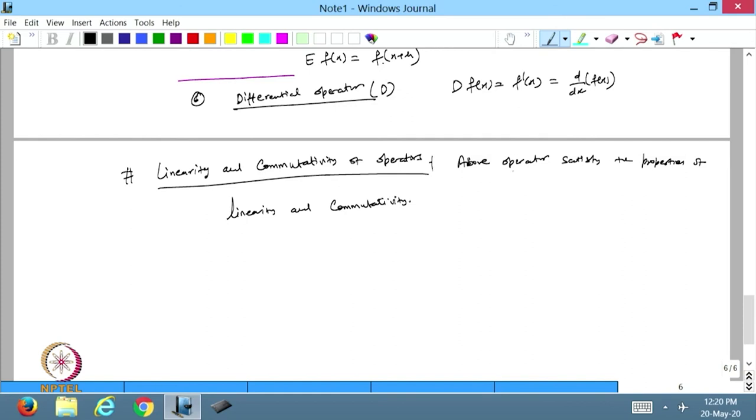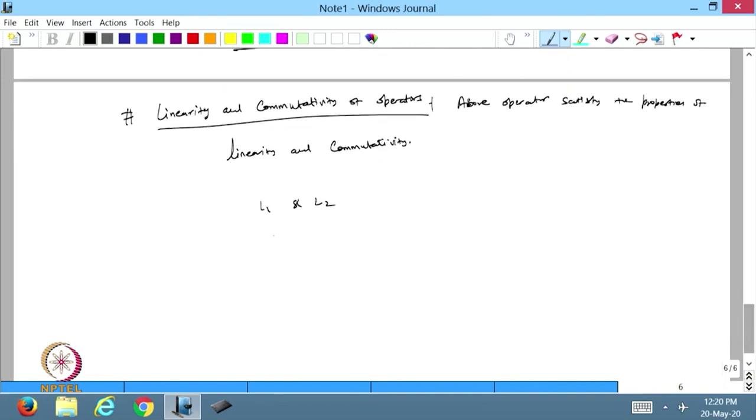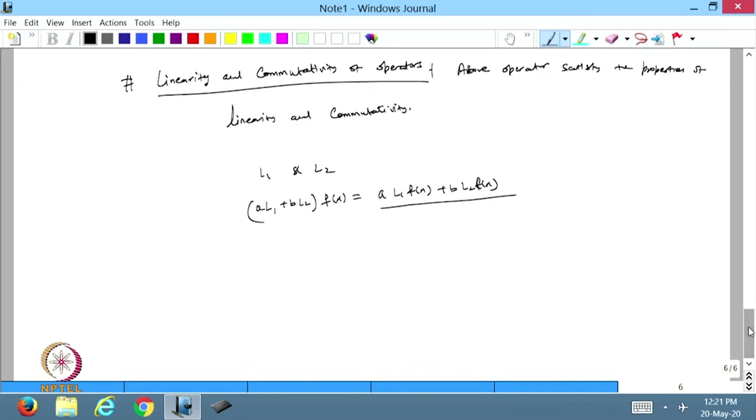So, what is the meaning of linearity? Linearity means that I have two operators, suppose I represent them by L1 and L2. It may be a forward operator, central operator, or shift operator. Suppose I apply a times L1 plus b times L2, multiplied by some constants, on this function f x, and I get a L1 f x plus b L2 f x. If this is satisfied, then we call this operator a linear operator. So, that is the concept of linearity.